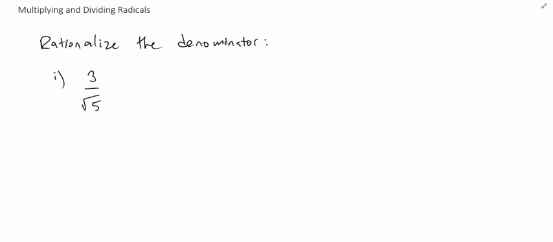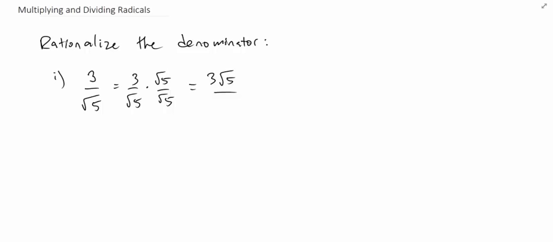Alright, now let's move on. This time we're going to rationalize the denominator. This is basically the dividing radical section. So what we mean by this is that to start off with, we've got a number in the denominator that will be irrational. And what we mean by that is that it's got no pattern to its decimals if we try to evaluate it with a calculator, and they just go on and on and on. Something like the square root of 2 or square root of 3 or pi, all those things are irrational. So let's do one with 3 over root 5.